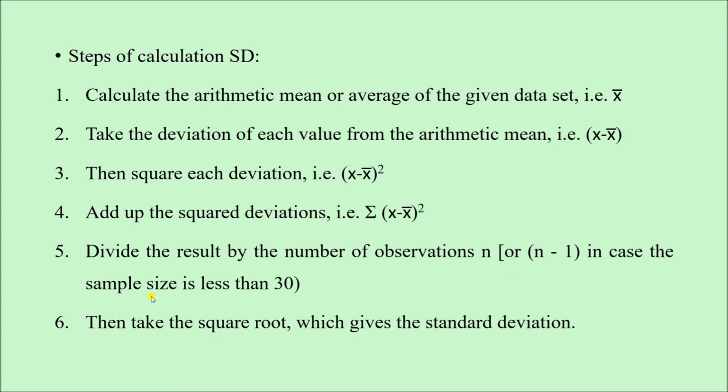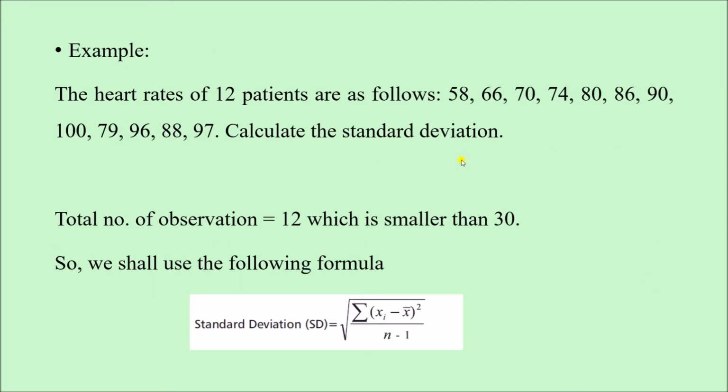And then the whole thing is put under the square root value. So we have to take the square root, which gives us the standard deviation. Now let me give you an example for you to understand. We have the heart rates of 12 participants, which are 58, 66, 70, 74, 80, 86, 90, 100, 79, 96, 88, 97 per minute. We have to find out the standard deviation.